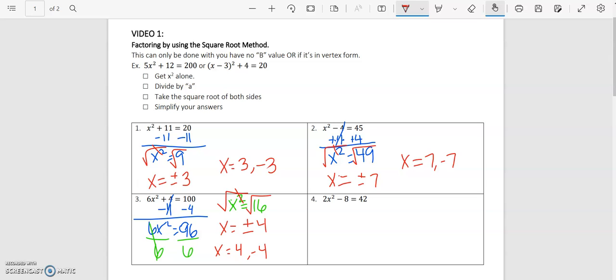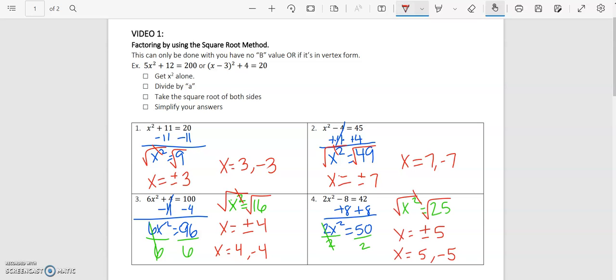Pause the video real quick, try number 4, and then I'll show you the answer. Hopefully you paused the video and you're now checking your answer. You can see I got x equals positive or negative 5. I added 8 to both sides, got me 2x squared equals 50. I then divided by 2 on both sides to get x squared equals 25, and then taking that square root.